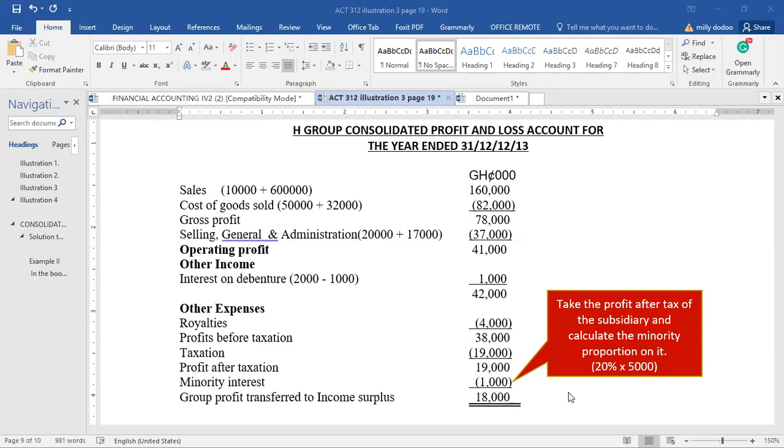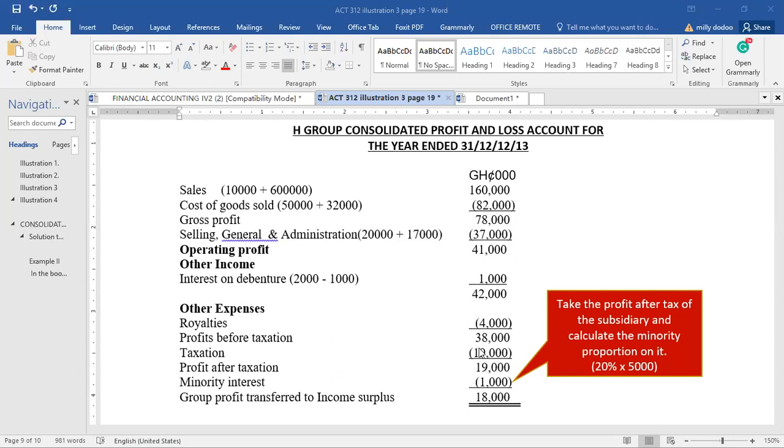I get you the scenario. So that one you don't touch it. You just bring it over there. Assuming there's royalties of 4,000 on H and there's royalties of 3,000 on S, you add the 4,000 and the 3,000, giving you 7,000 over here. And then you take it out from the 42,000 and then you go your way.